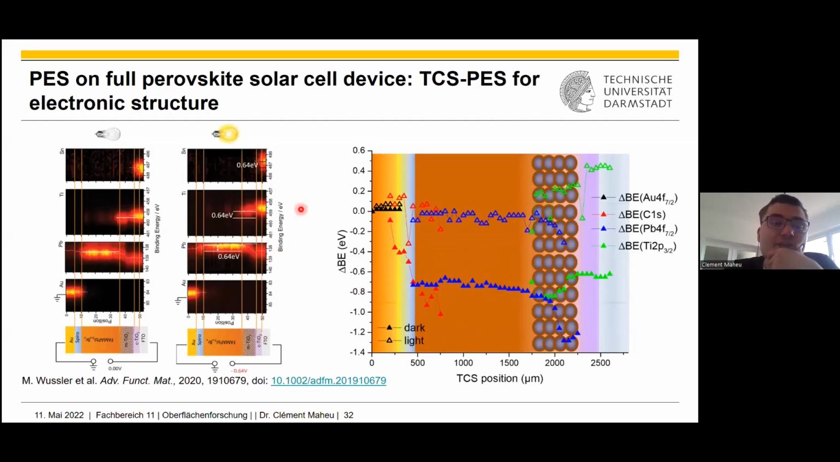And here you can see that when you put some light, you have a photovoltage and you see a shift to, again, lower binding energy. So you see a shift of 0.65-something electron volts, which leads you to an almost flat band position of your different bands. And that again gives you the origin of the photovoltage, which is mostly at the hole extraction layer perovskite interface inside your device. So we get this conclusion both from the interface experiments as well as from this tapered cross-section photoelectron spectroscopy.